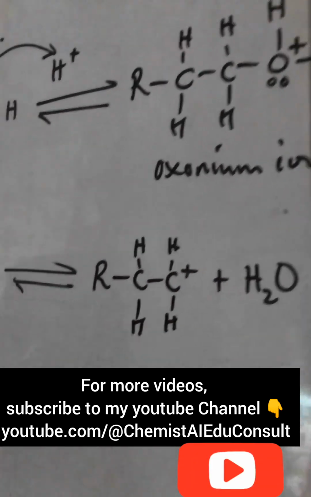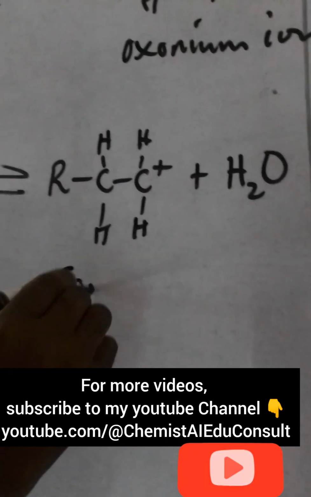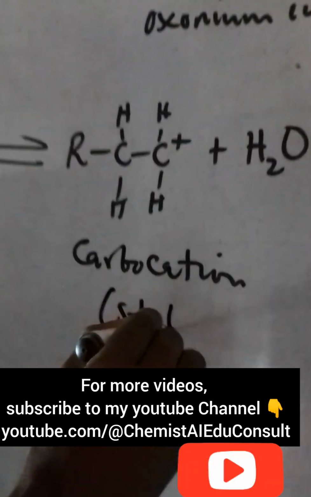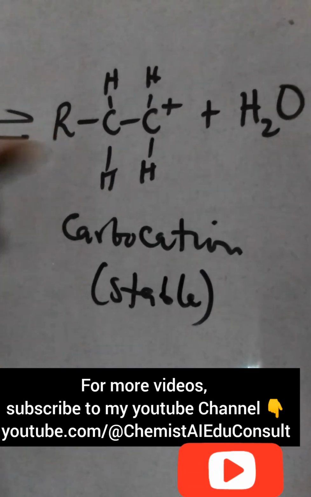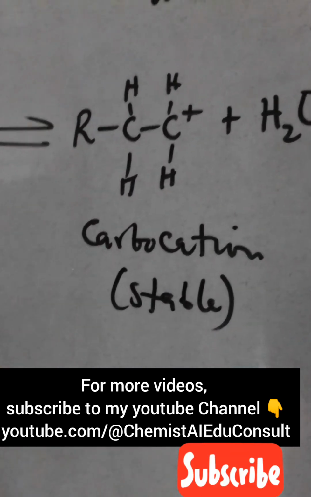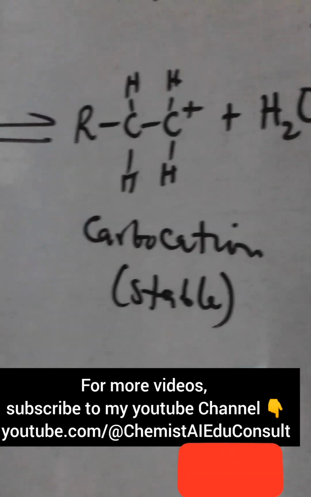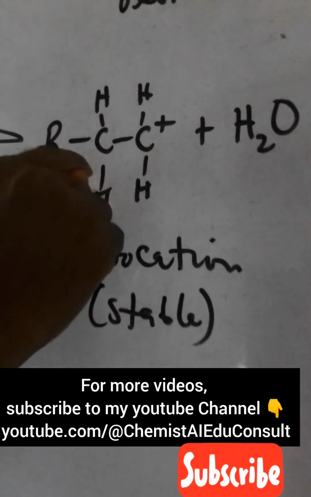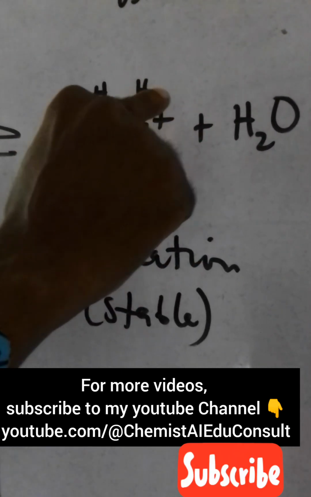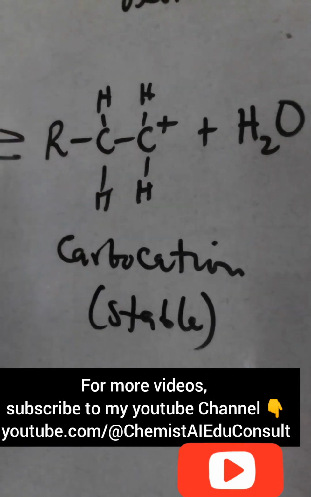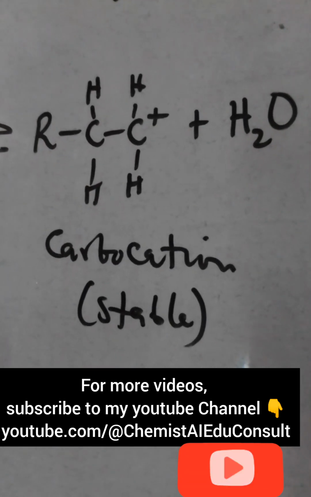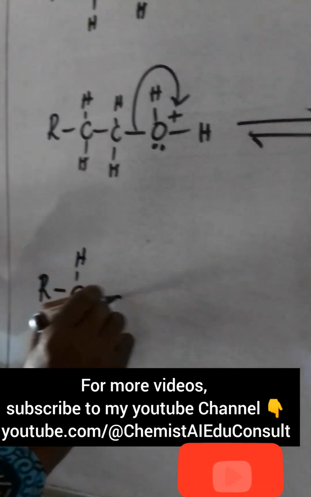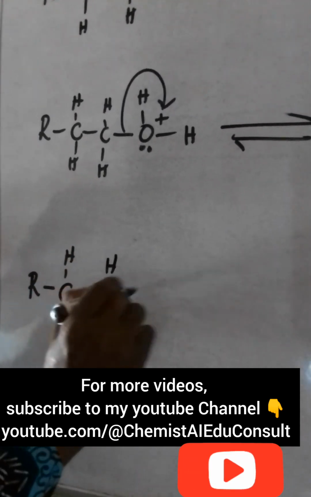Now, this type of carbocation is a stable compound, a stable intermediate. The stability of the carbocation determines the rates of dehydration. Finally, what happens here is that one of the hydrogen ions gets lost. Deprotonation. One of the hydrogen ions gets lost to form ethene. RCH2CH2+.